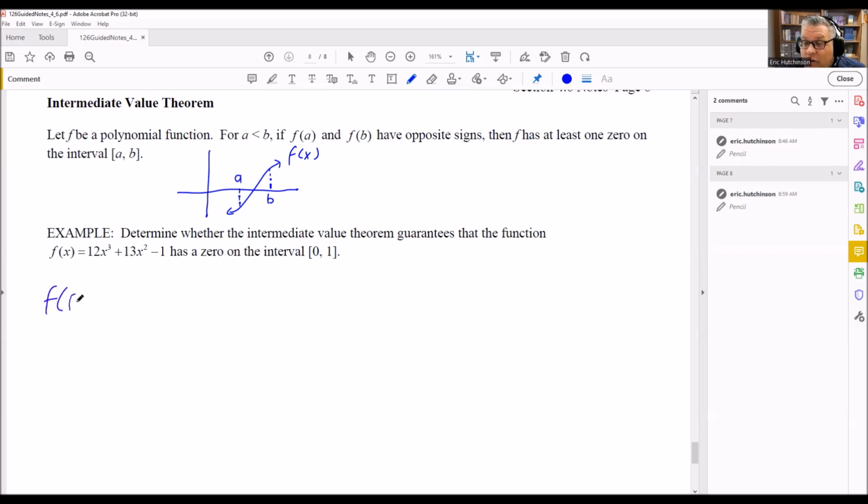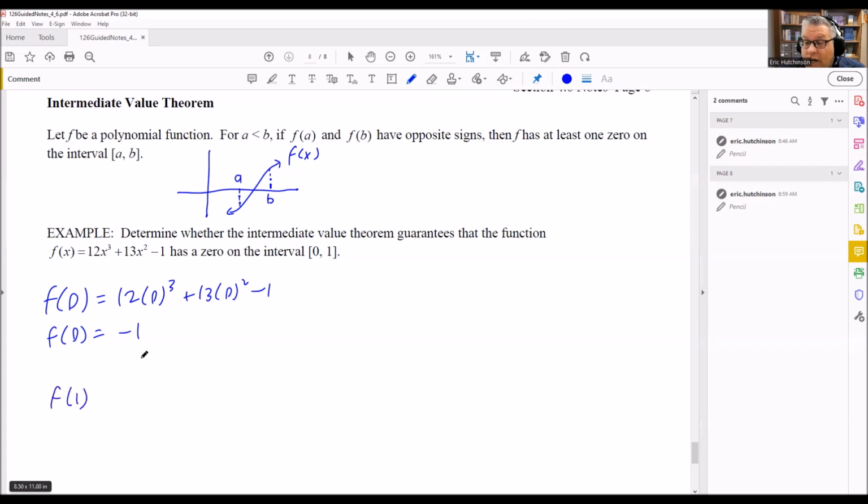Let's first start with f of 0. So that means that we just put 0 in for all the x's like that. And we get negative 1 is the answer. So that's the value of f of 0.